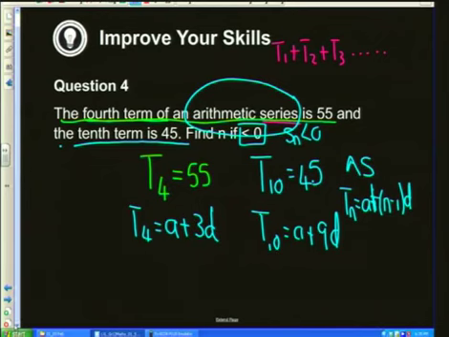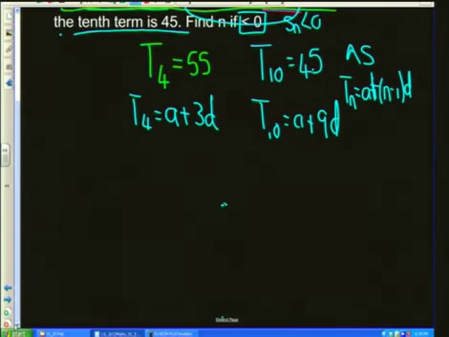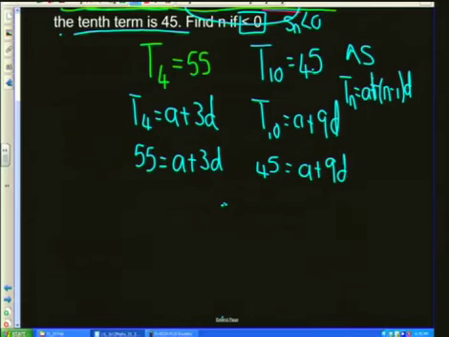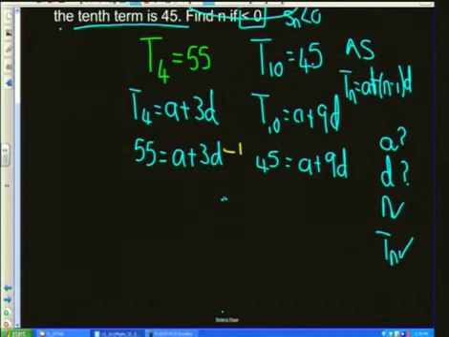We are going to know that 55 equals A plus 3D, and 45 is equal to A plus 9D. So how many unknowns have we got? We know those. What we don't know are those. If I call this equation 1 and I call this equation 2, I can solve simultaneously. So I could take equation 2 minus equation 1.